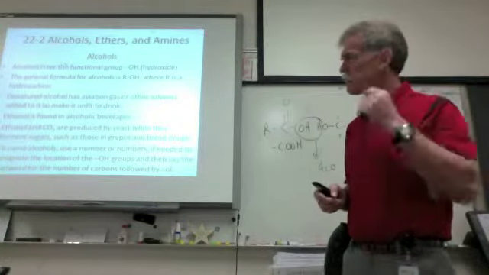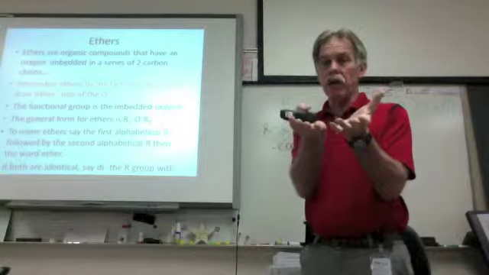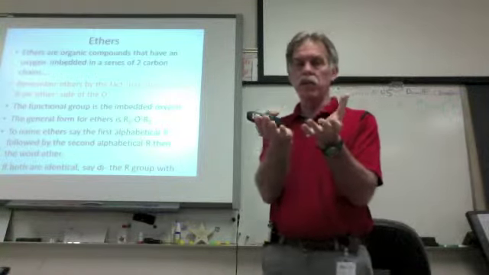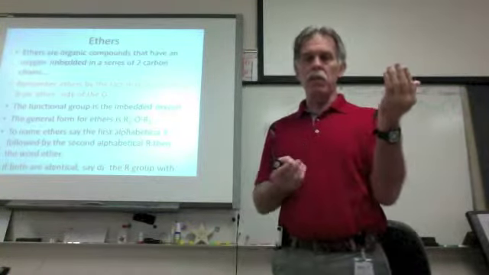To name these, you find it, it's got an O in between, and it's an ether. Write the name of the group on the left, write the name of the group on the right. If they're different, say them alphabetically, like ethyl, methyl, and then the word ether. If they're the same, then you use the prefix di. So like if they're both benzene rings, diphenyl ether, because benzene is a phenyl when it's a side group.